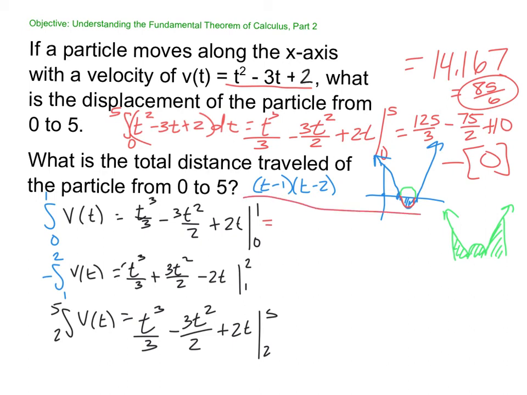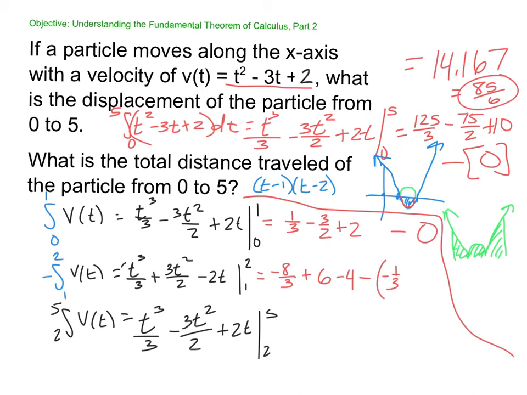All right, so I'm going to plug in, so 1/3 minus 3 over 2 plus 2, and then minus 0. The next one, I'm going to plug in 2. I get negative 8/3 plus 6 minus 4, and then minus, now I have to plug in 1, negative 1/3 plus 3 over 2 minus 2.